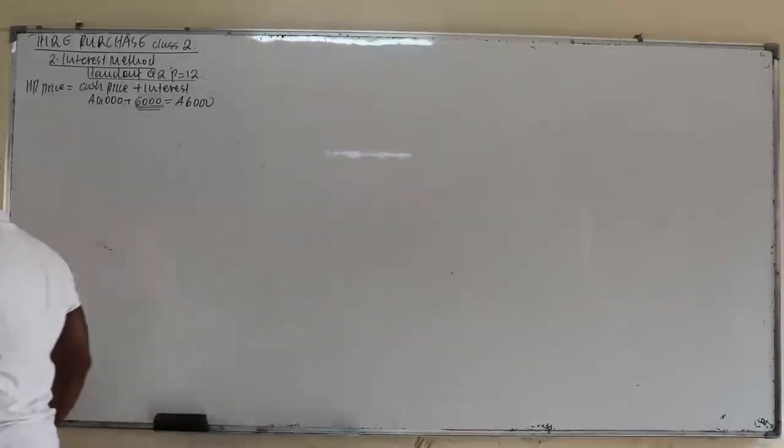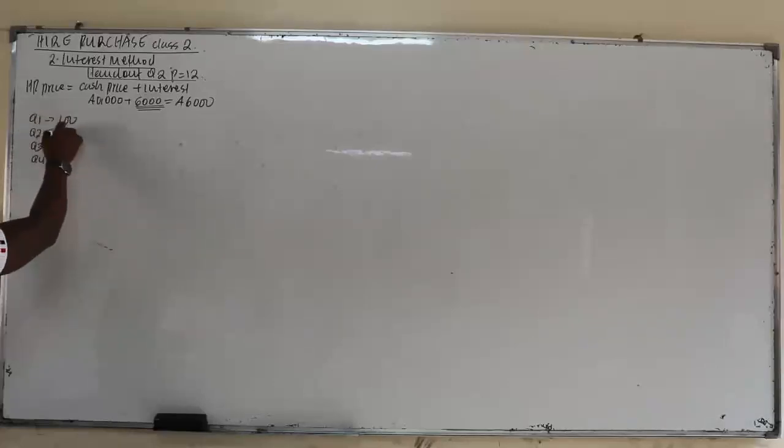Explain everything. The number of units sold during each quarter was as follows. So we are given the number of units sold. Quarter 1, quarter 2, quarter 3, quarter 4. In quarter 1 we sold 1,000 units. Here we sold 200 units. Here we sold 300 units. Here we sold 600 units.